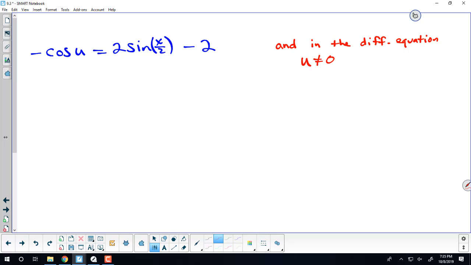So u can't be 0. So let's see what happens in our solution, because our solution doesn't indicate anything. There's nothing wrong with u being 0, except for the fact that it's tied into the differential, the derivative, where u couldn't be 0. So let's just see what we get out of this when u is 0.